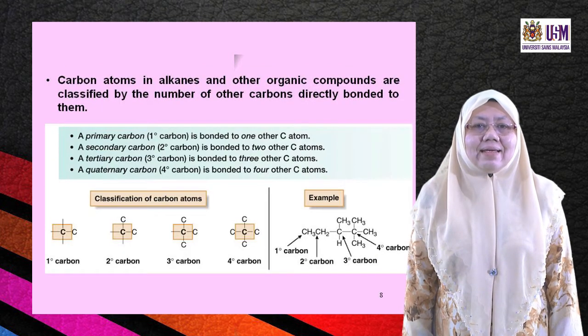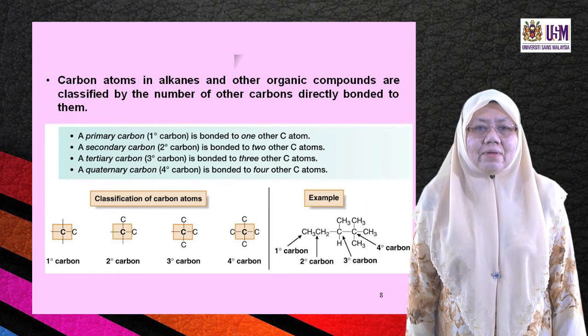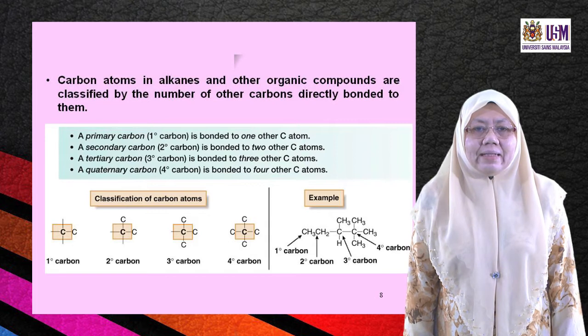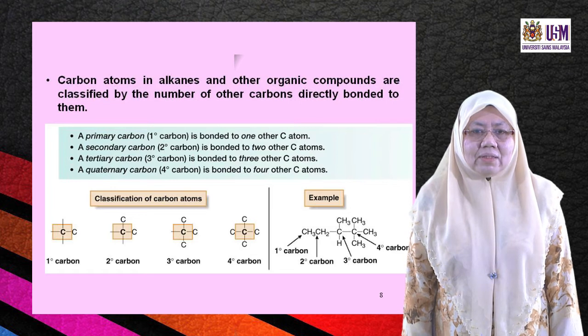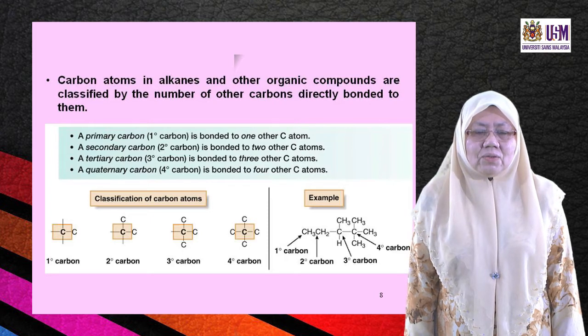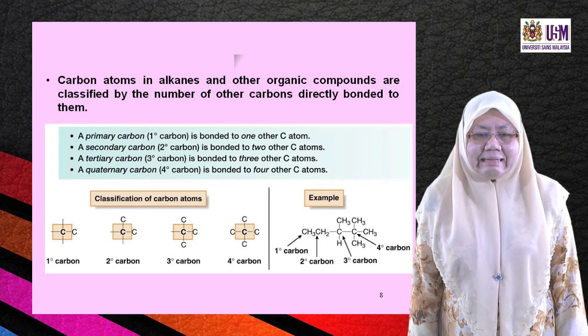Carbon atoms in alkanes and other organic compounds are classified by the number of other carbons directly bonded to them. A primary carbon is bonded to one other carbon. A secondary carbon is bonded to two other carbons. A tertiary carbon is bonded to three other carbon atoms. And a quaternary carbon is bonded to four other carbon atoms, as can be seen in the given diagram.